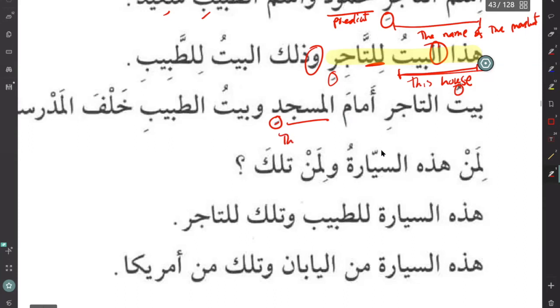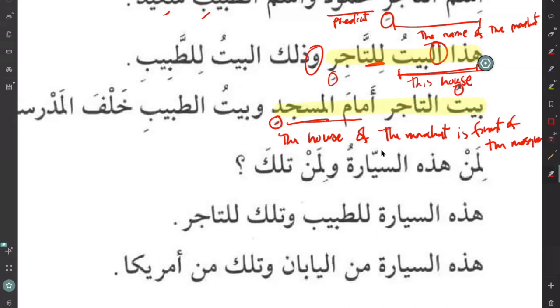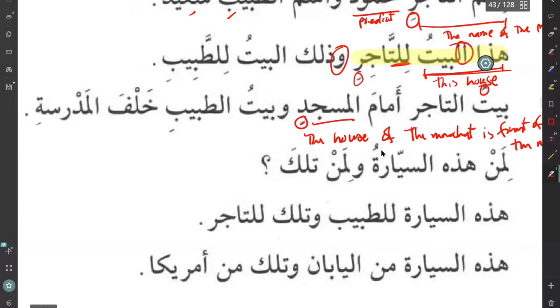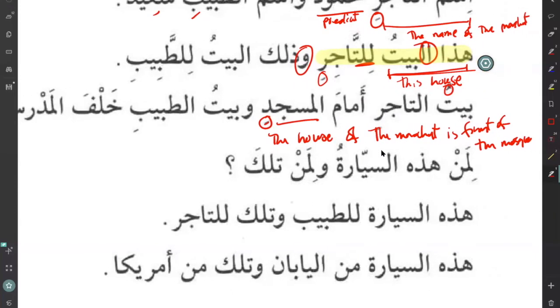The house of the merchant, if you can read my handwriting, is in front of the mosque. Subhanallah. All right, so that's what's going on here. What is the word used here for front? Amama. Amama is the word that means front. Is that your question? Yes. Okay. So the house of the businessman is in front of the masjid.